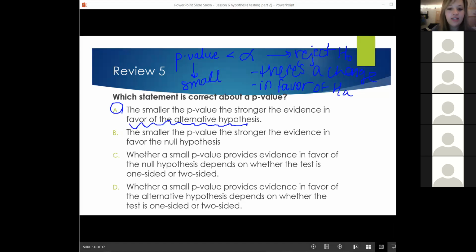And then C and D aren't correct because they're talking about whether or not they are, and it does depend. So does A make sense to everybody?